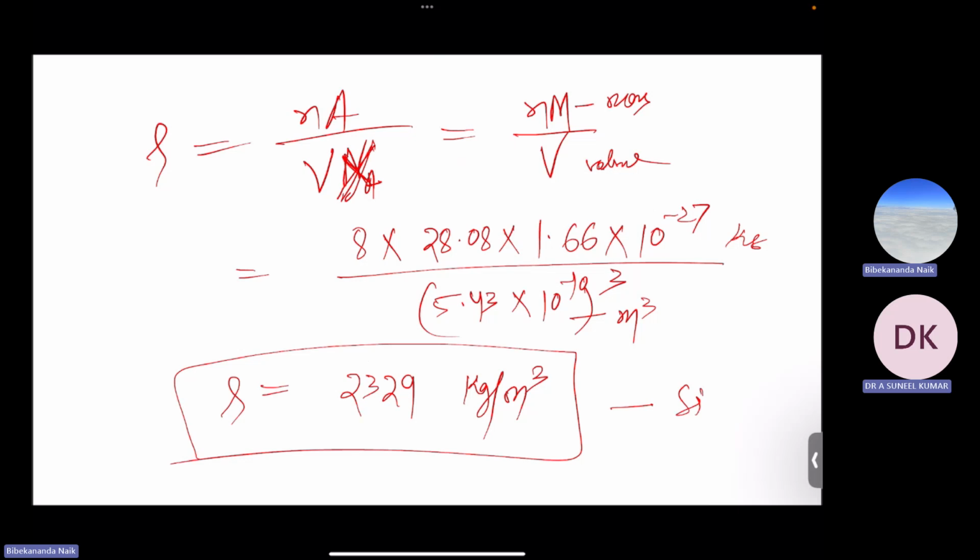Okay, sir. Just the arrangement of atoms in the diamond structure. Once again, I want the arrangement of atoms in the diamond structure. Please explain once again, sir.